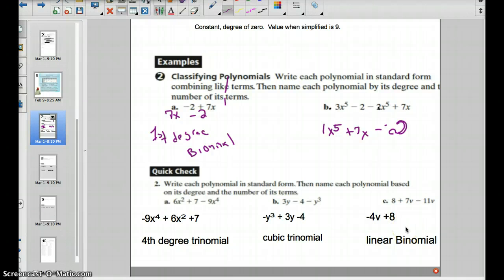With our third example here, we rearrange it, and when we rearrange it, we have to combine the 7v minus 11v because like terms need to be combined. Okay, so we end up getting only 2 terms, which means it's a binomial, and it's a 1st degree. Anytime we have a 1st degree, think about what the graph's going to look like, a line. And so we call those linear binomials. So if this is a 1st degree binomial or a linear binomial. Let's look at the next example here.